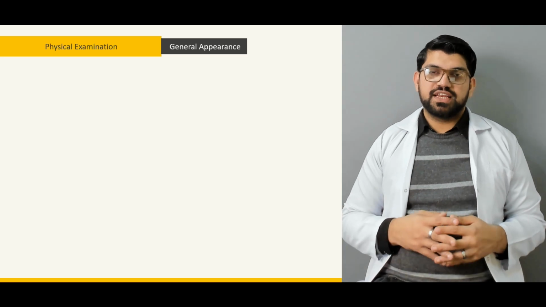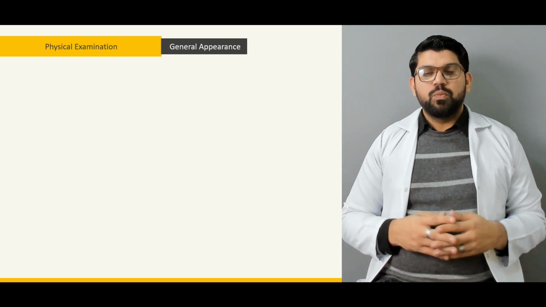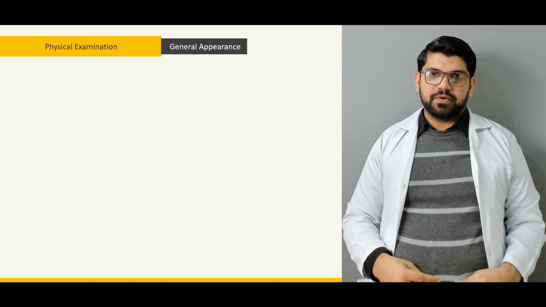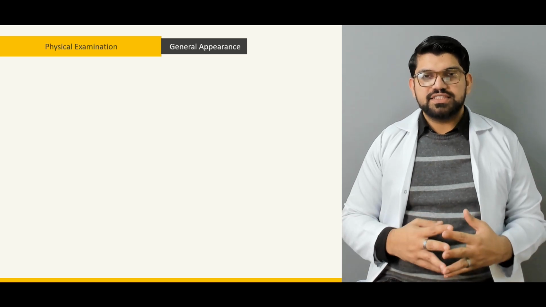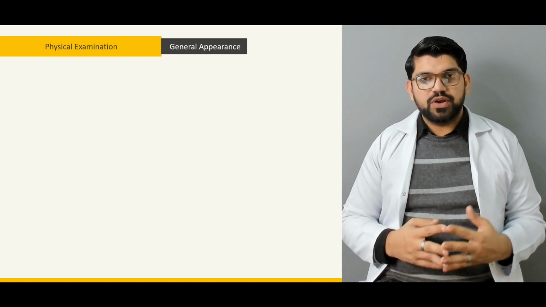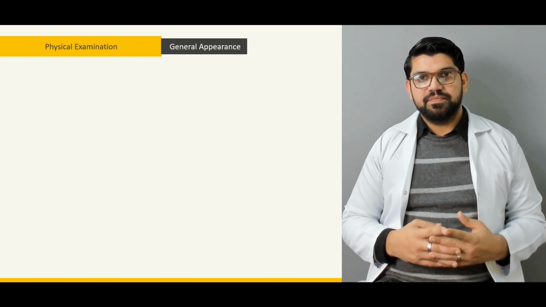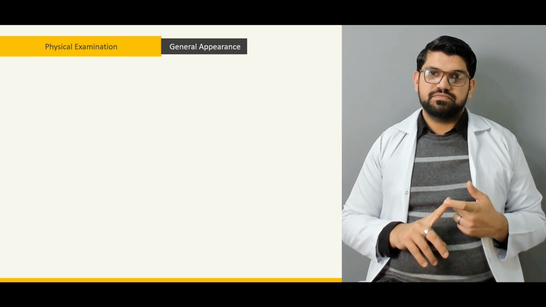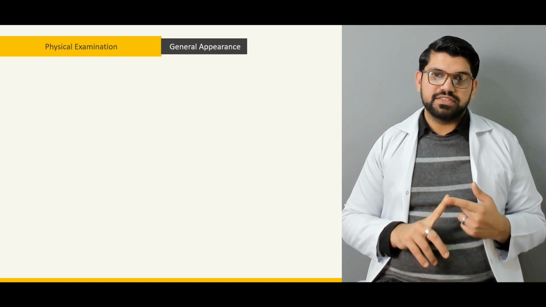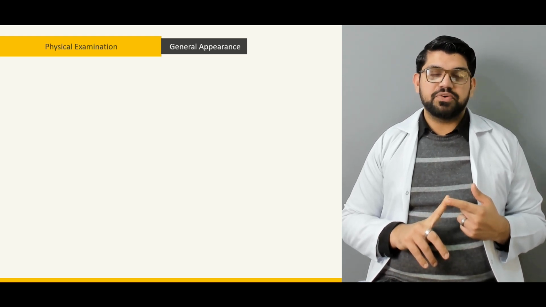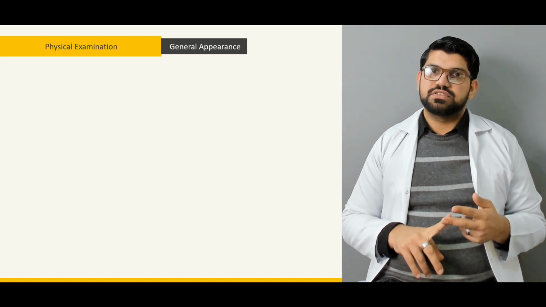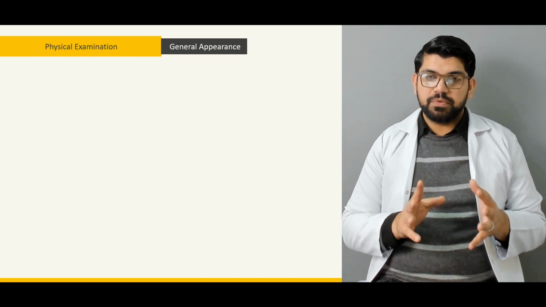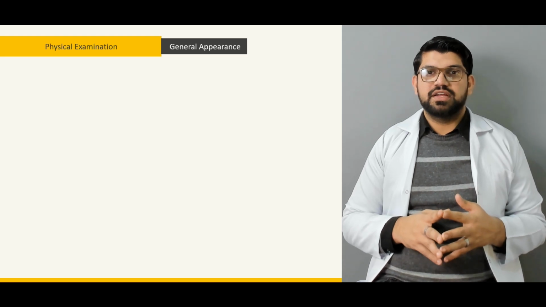So moving on to physical examination. When you receive a patient in the emergency department, what signs do you have to look for in a patient with GI bleed? First, signs of instability. Is the airway compromised? How is the breathing? How is the circulation?